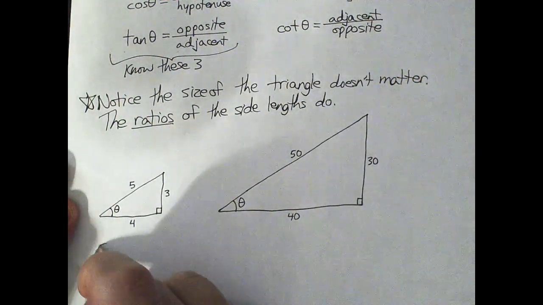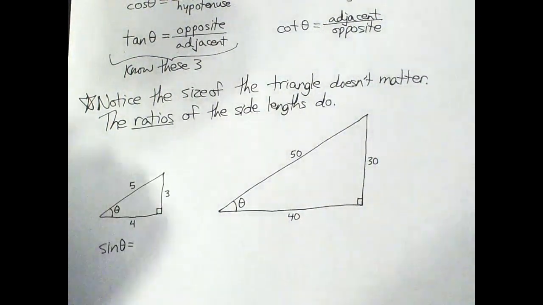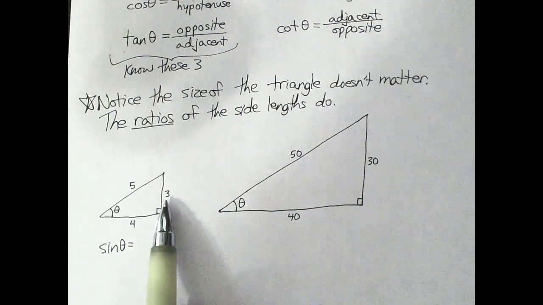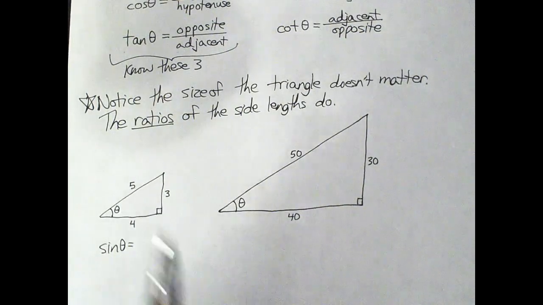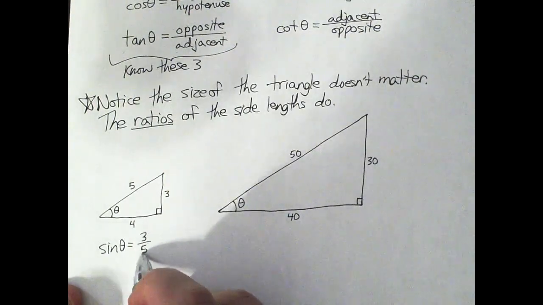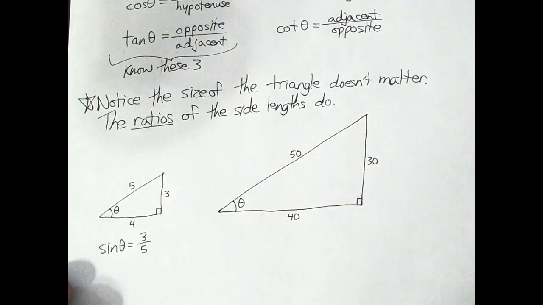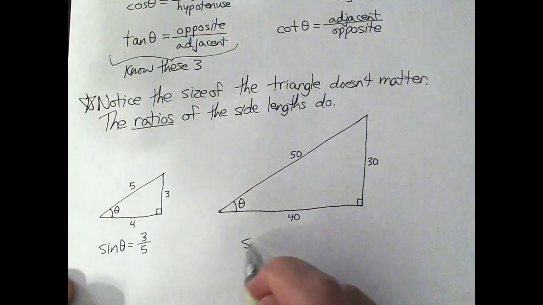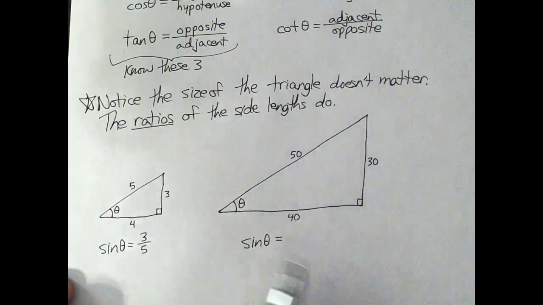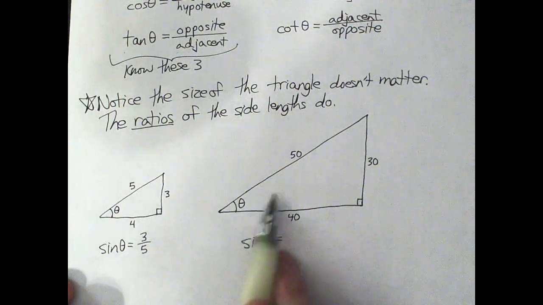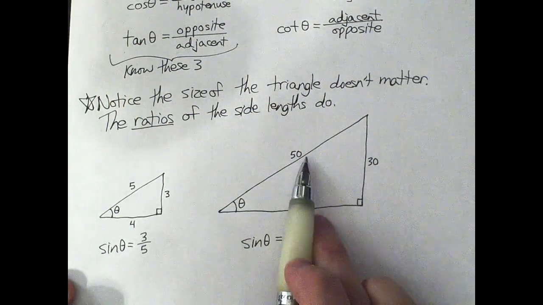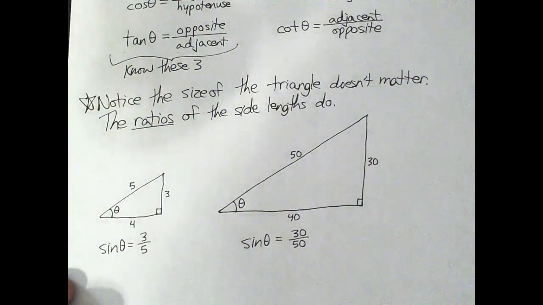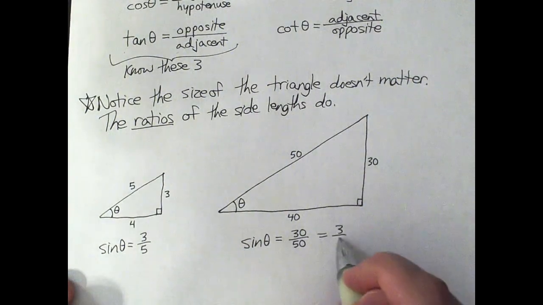For the small triangle, what is sine of theta? Well, relative to theta, you have to do opposite over hypotenuse. Opposite is 3. Hypotenuse is 5. 3/5. How about for this larger triangle? Are we going to get a larger answer? Well, let's try to do sine of theta. Here's theta. The opposite side length, which is all the way over here, is 30, and the hypotenuse is 50. So opposite over hypotenuse, 30 over 50. 30 over 50 simplifies to 3 over 5.